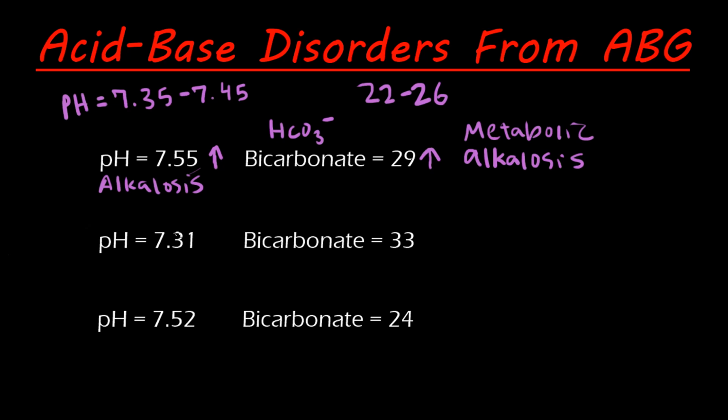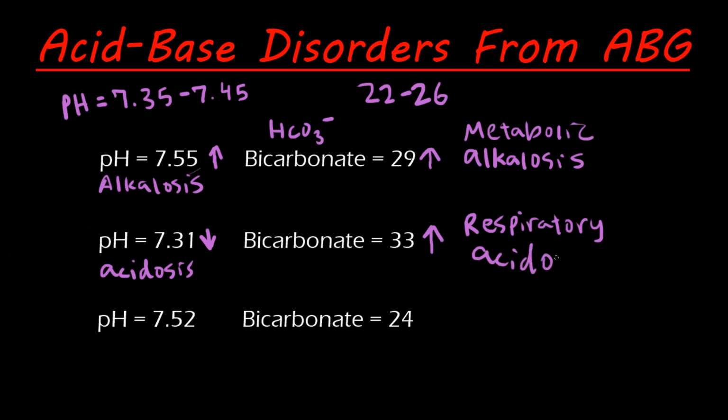To get more practice on this: the pH is 7.31, which is lower than our range, so this is acidosis. I'm going to draw a down arrow to help us there. Bicarbonate, 33, is above our range. These two arrows are pointing in different directions, so we're dealing with respiratory. Then how do we figure out acidosis or alkalosis? We look at the pH. This is respiratory acidosis. So if you have ABG values of pH 7.31 and bicarb 33, this is a disorder of respiratory acidosis.